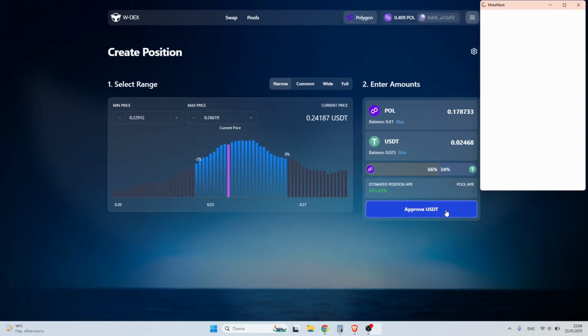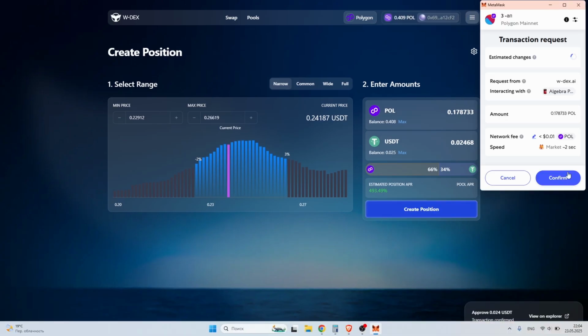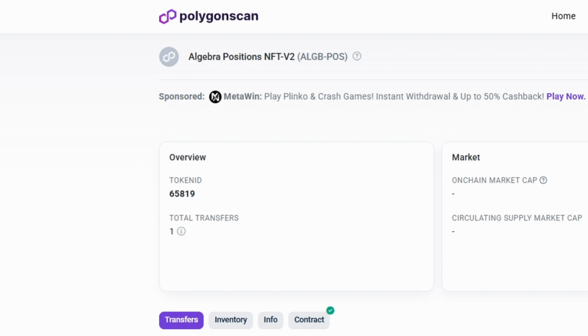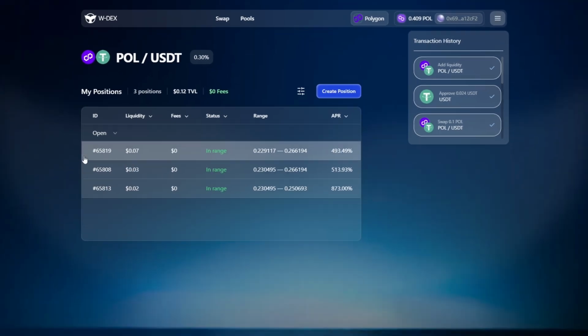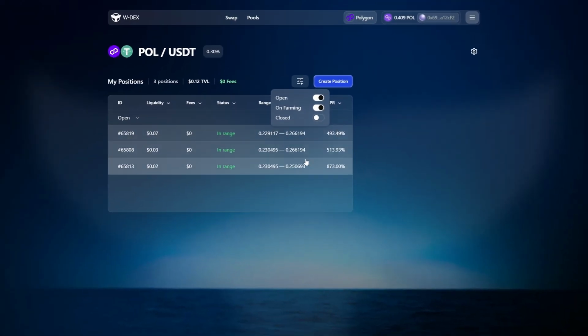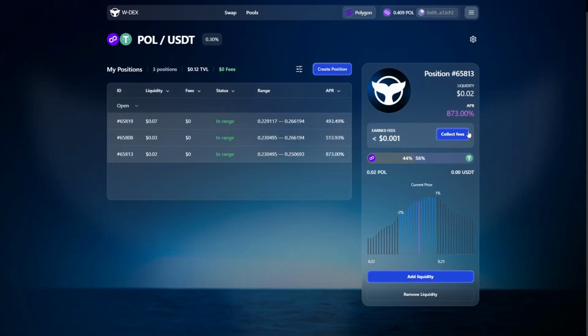Next, you need to approve the transaction in your wallet. After completion, you will receive liquidity pool tokens. These act as a special certificate granting ownership rights to your share of the tokens in the pool. Now, when you select the pool, a tab will appear showing your open and closed positions. For each position, 3 additional functions will become available: collecting fees, adding, and removing liquidity from the pool.